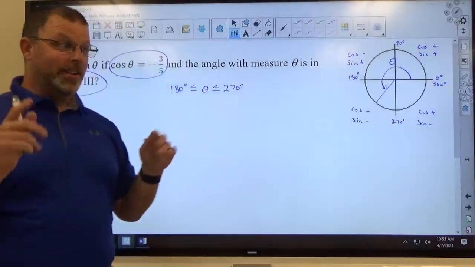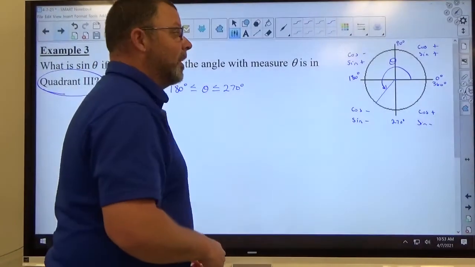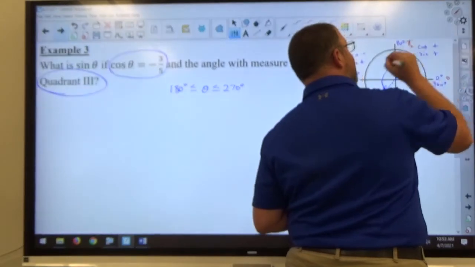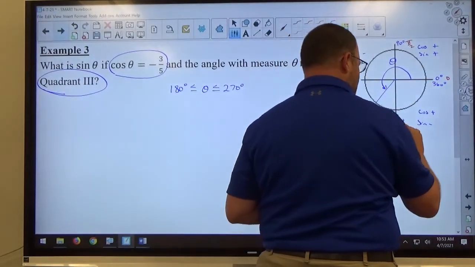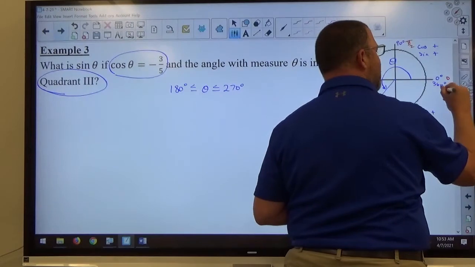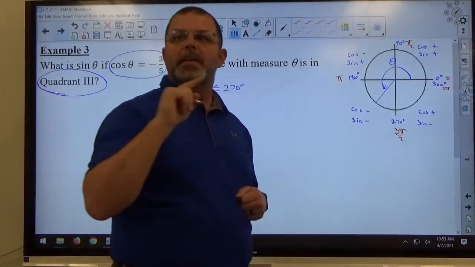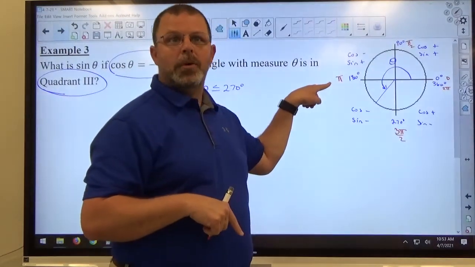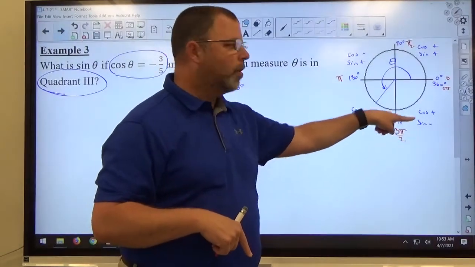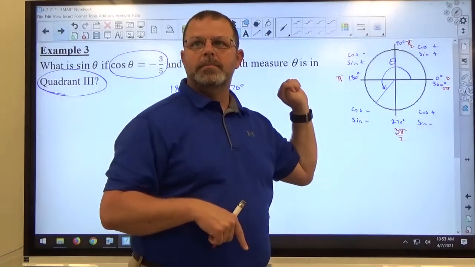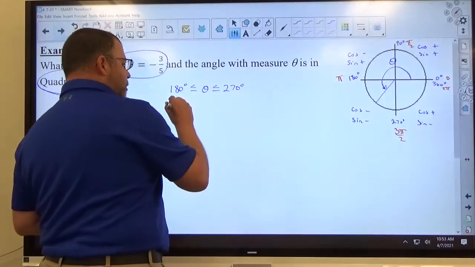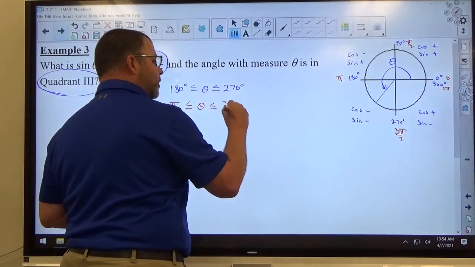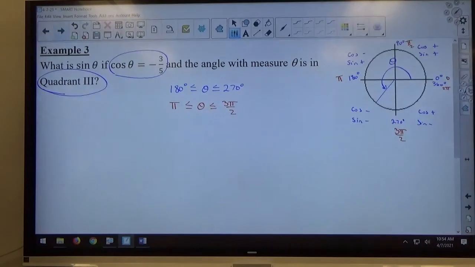They might go crazy hard on you. They might say this. This is 0 radians. This is pi over 2 radians. This is pi radians. This is 3 pi over 2 radians. This is 2 pi radians. Okay? Start with 0. Keep adding pi over 2. 1 pi over 2. 2 pi over 2 reduces to pi. 3 pi over 2. 4 pi over 2 reduces to 2 pi. They might say this: pi is less than or equal to theta is less than or equal to 3 pi over 2. That's another way of saying the third quadrant.